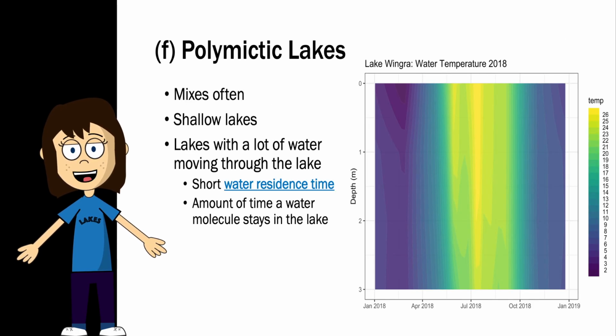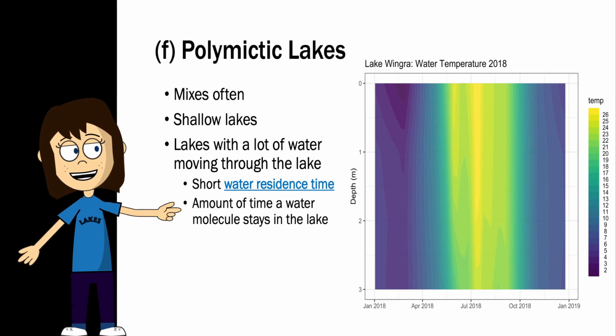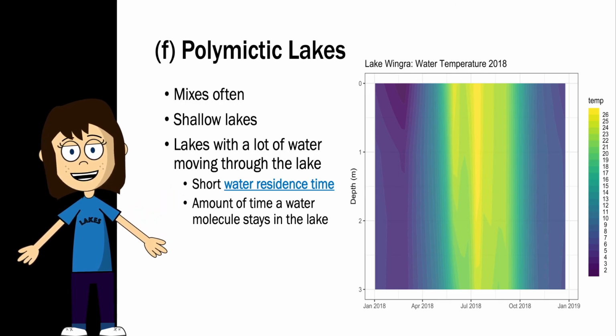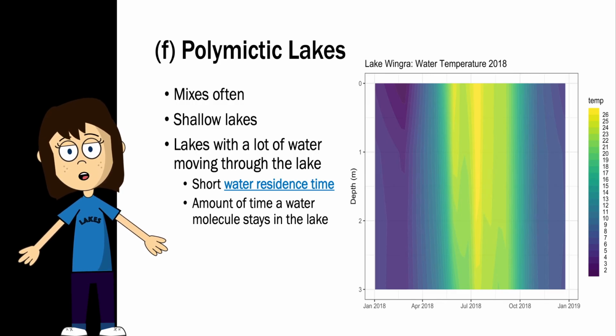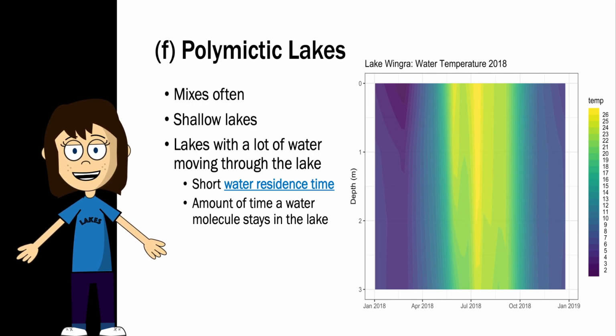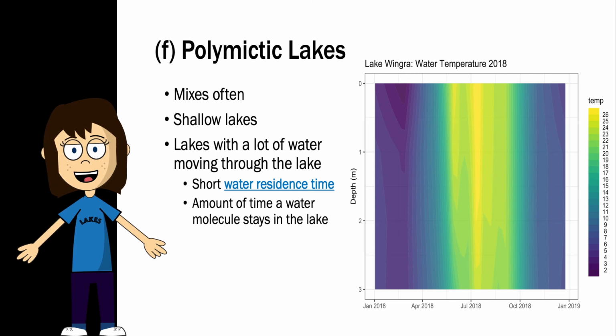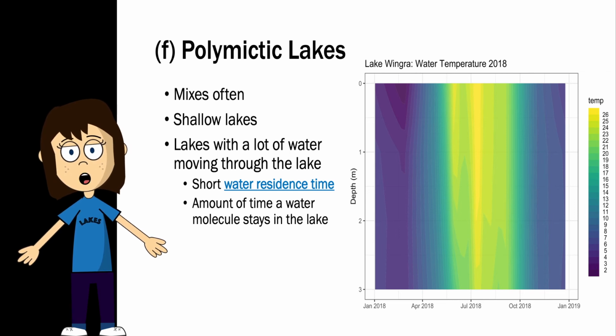Another mixing regime are polymictic lakes. These are lakes that mix frequently, and they're often shallow lakes that are easily mixed by wind. And because there's so many shallow lakes on Earth, there's lots of polymictic lakes. Lakes can also be polymictic if there's a lot of water moving through the lake. We say that the lake has a short water residence time. We can think of maybe a reservoir, where the water flushes through on the order of days to weeks. This high input of water can effectively mix the lake, creating a polymictic system.